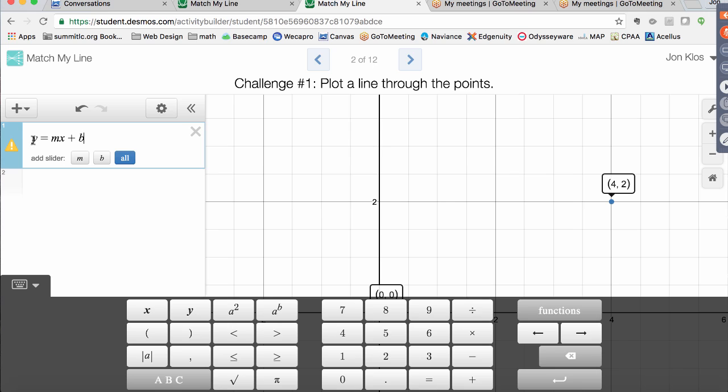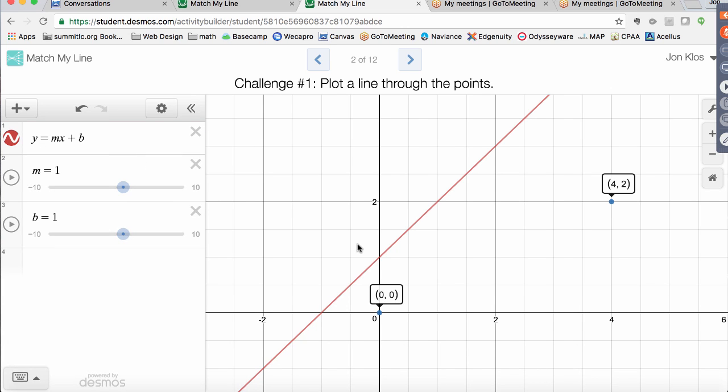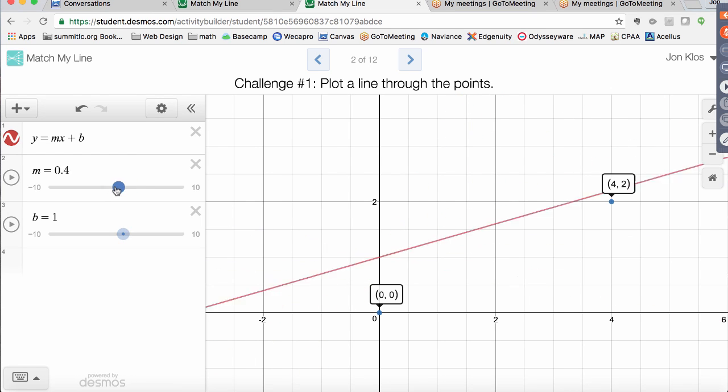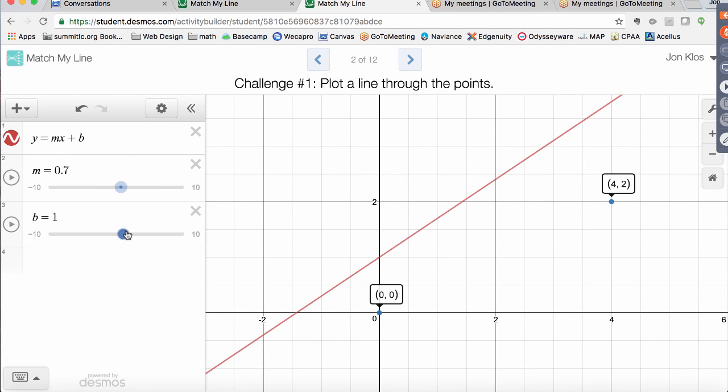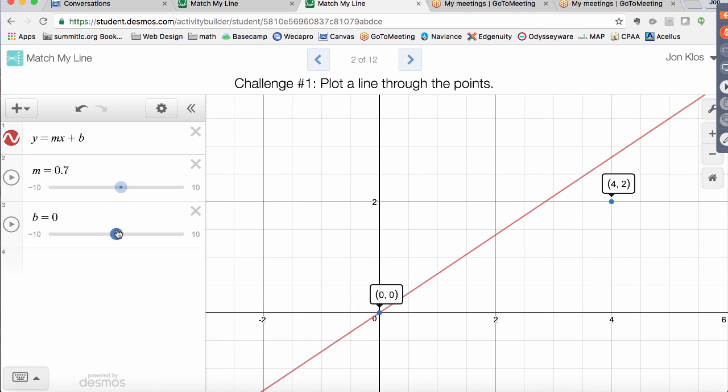So what I would do is put in y equals mx plus b, and let's add sliders for m and b. So you can just type it in just like I did. We'll add the sliders, and there forms a line. And what we can do now is tweak m and change the angle of the line, and we can change b and change where the line goes through, and then we can find a line that finally goes through. So I'm going to put b as 0 because that makes it go through 0, 0.